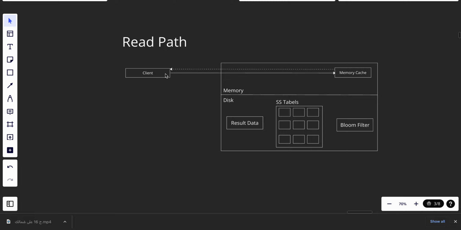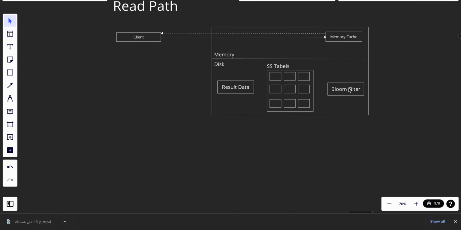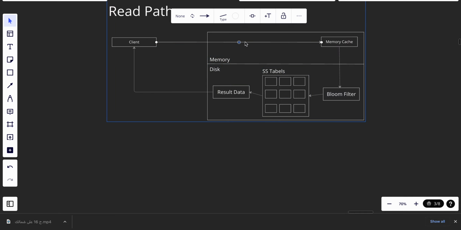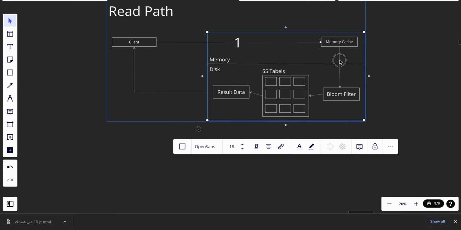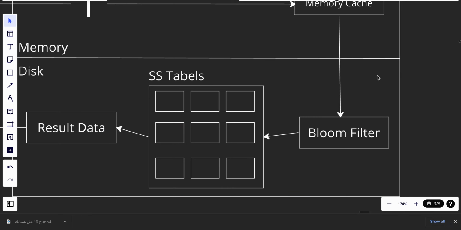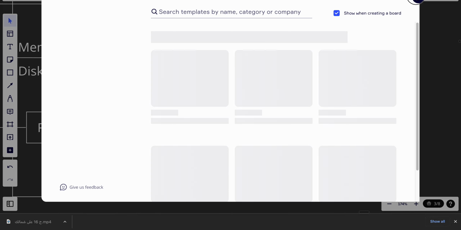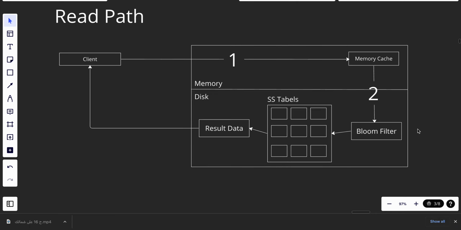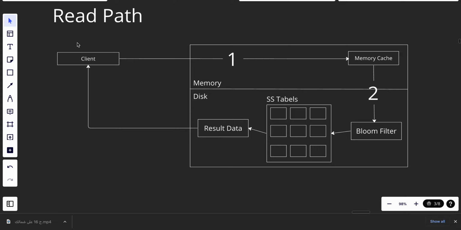After that, we talk about the read path. The client will try to connect to the memory cache. If the client finds the data in the memory cache, it will get it right away. However, if the memory cache doesn't have the data, we go to step 2. This is step 1, this is step 2, this is 3, this is 4, and then we return back.